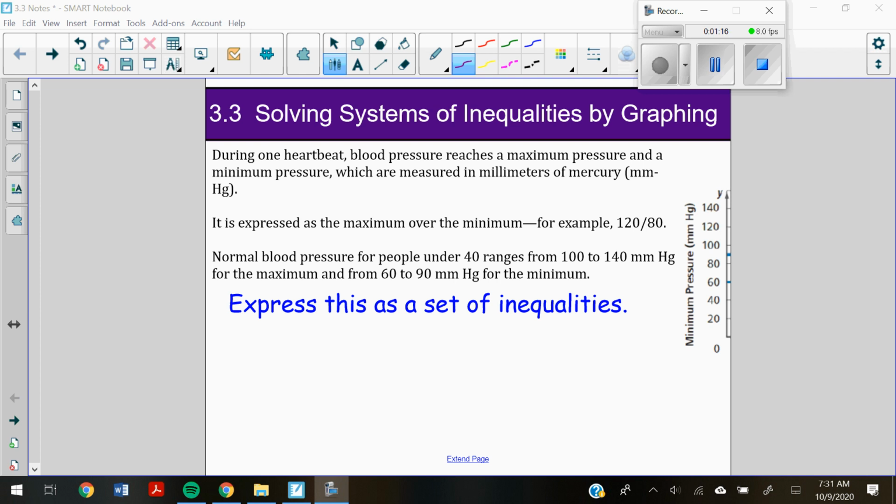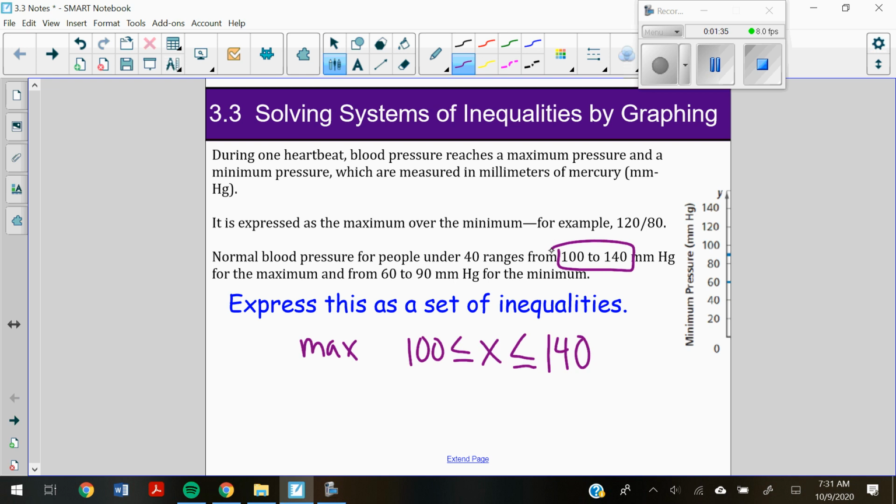So let's do one for our maximum. It ranges from 100, so it can be equal to 100. So we're going to say 100 is less than or equal to x, and that is going to be less than or equal to 140. So that's our range that they give us here. We include both because it could be 100 or it could be 140. Again, this is the normal. So the minimum, and we're going to use y for this one, ranges from 60 to 90. Again, it's going to include 60 and it's going to include 90.